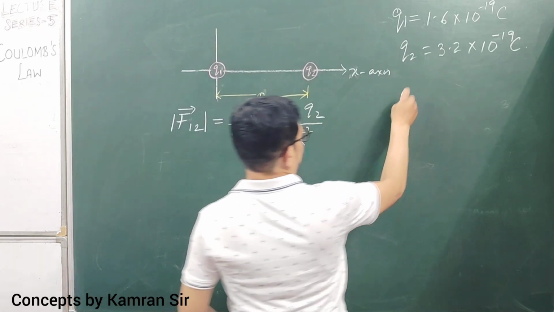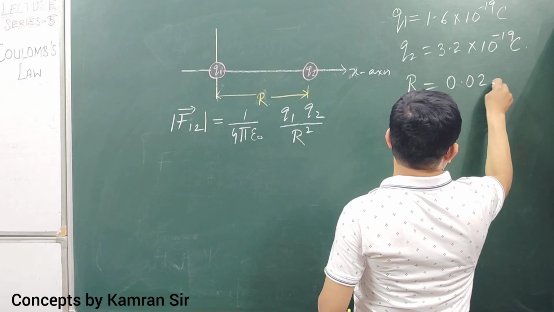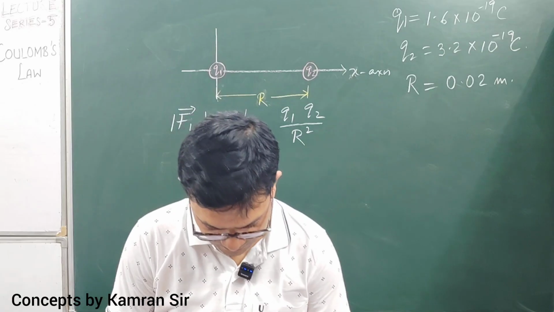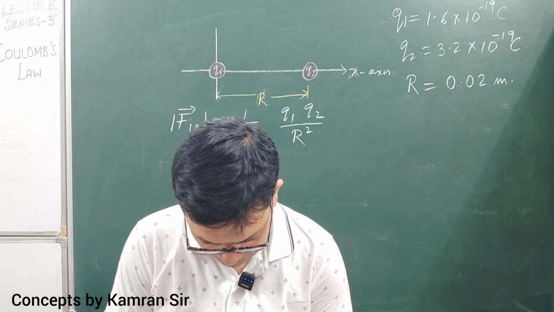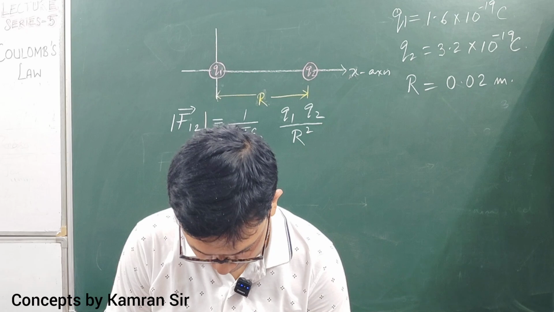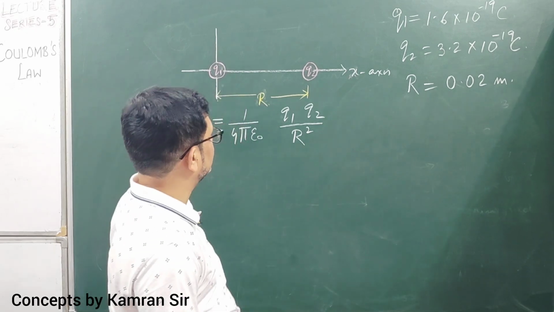And R is also given. R is suppose 0.02 meters. Right? So let me check the question. It's 0.02 meters. Q1 is given, Q2 is given, great. And we need to find what is the force on 1 because of 2.